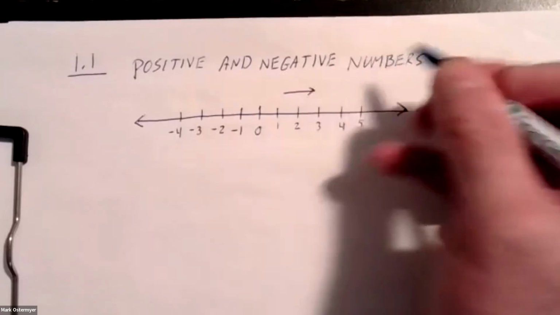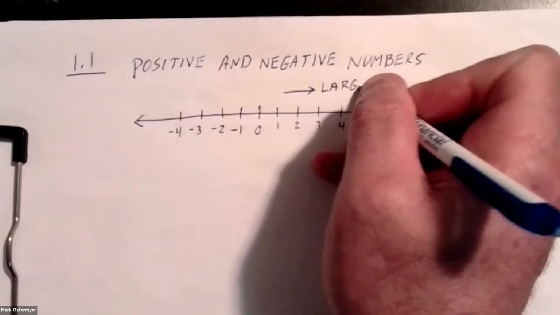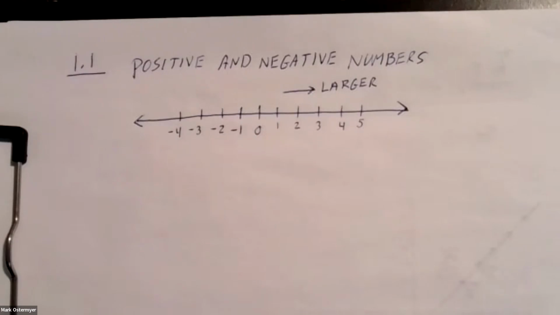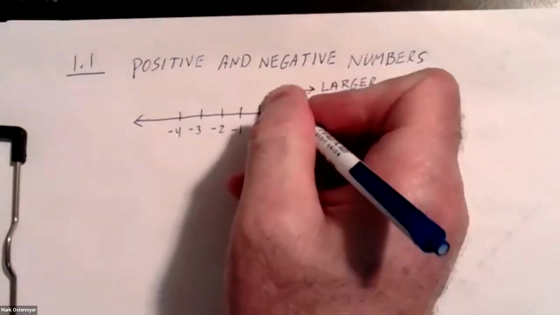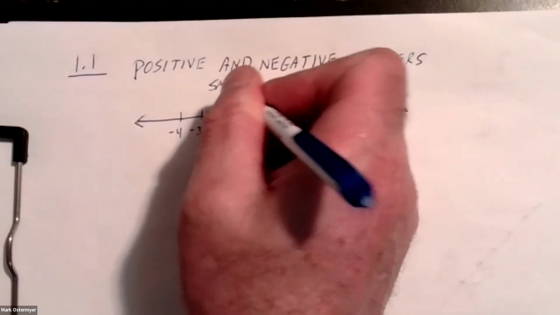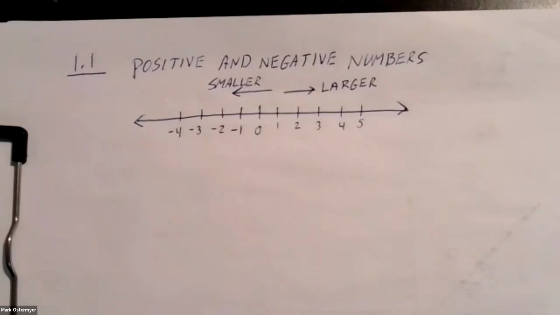All right, the way it works on the number line is this. When we go to the right on the number line, you're always encountering larger numbers. The further you go to the right on the number line, you always move towards larger numbers. If you go to the left on the number line, you're always encountering smaller numbers. There is no exception to this rule, okay?